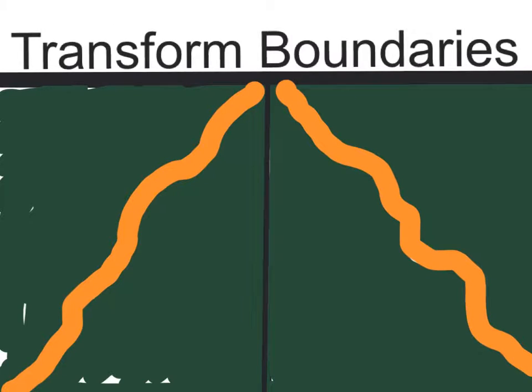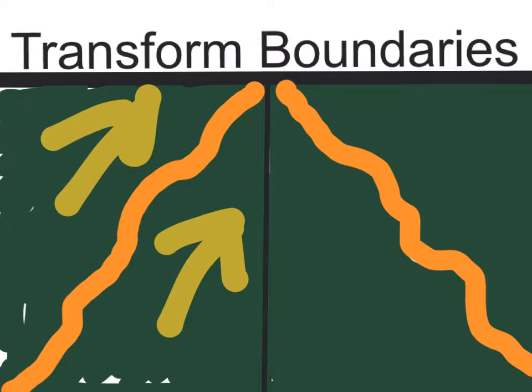Now we need to bring up those, what are they called? Boundaries. Yeah, those. First, there's transform boundaries. They happen when two plates slide against each other. They can either slide with each other or against each other.